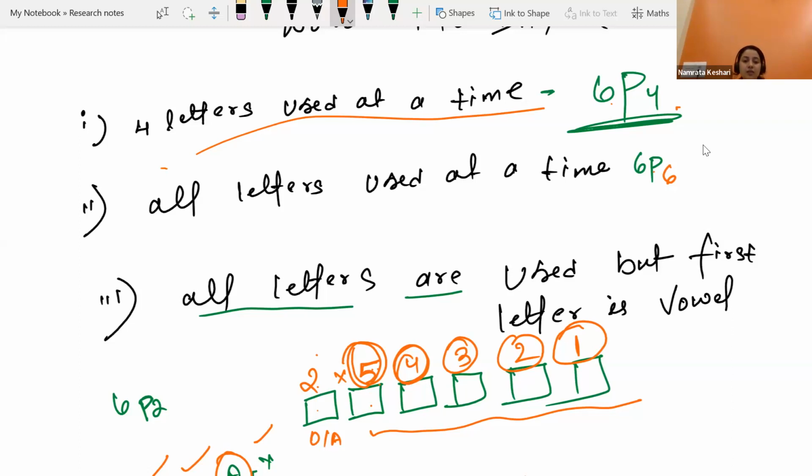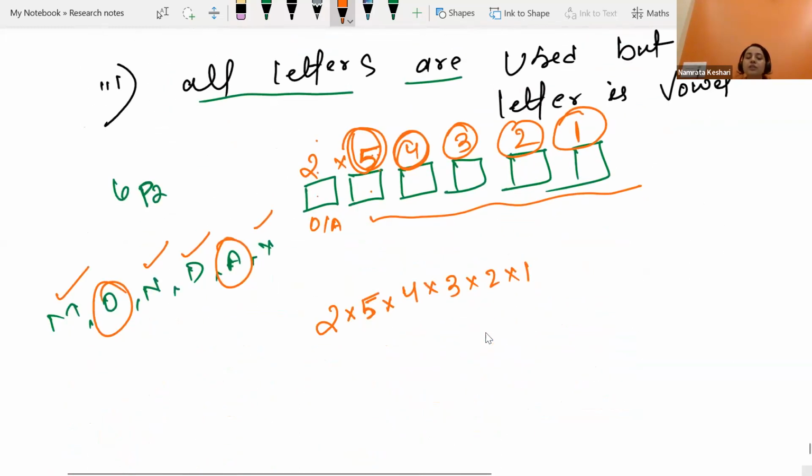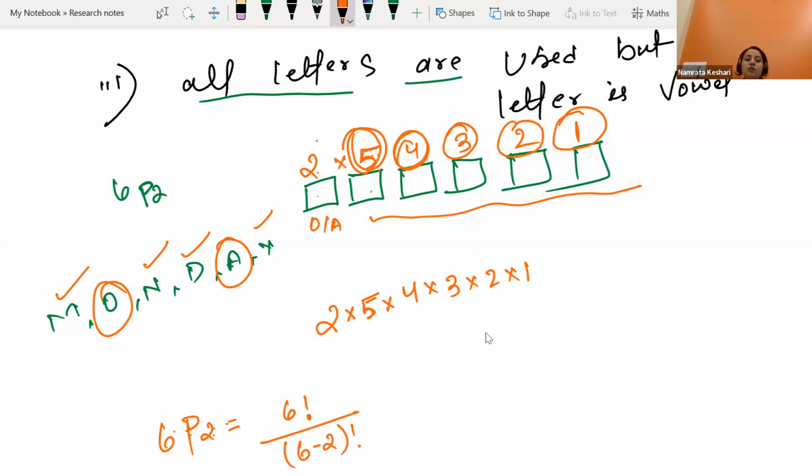Is it crystal clear? See, whatever we are getting from here, 6p2 will not give the same answer. Let's check it. 6p2 का मतलब है 6 में से 2 को एक बार में रख रहे हैं. ये हमारा क्वेश्चन तो नहीं था, है कि नहीं? 6p2 को अगर हम सॉल्व करेंगे तो हमारा क्या आएगा? 6 फैक्टोरियल बाय 4 फैक्टोरियल.